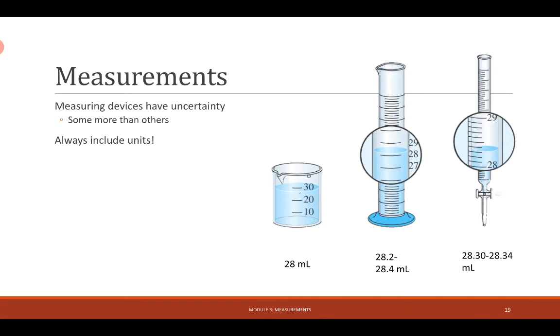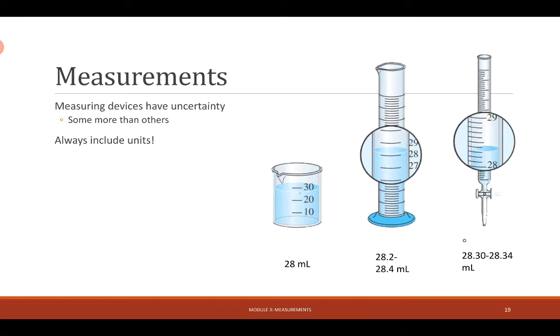If we pour this liquid into a graduated cylinder that has markings every 1 milliliter apart, then we can see that the amount of liquid wasn't really just 28, it was a little bit more than 28. So we could record the measurement like 28.2, 28.3, somewhere in there. And then we could pour it into a burette, which has lines every 0.1 milliliters, and then we could see with even greater precision what the volume of that liquid was.